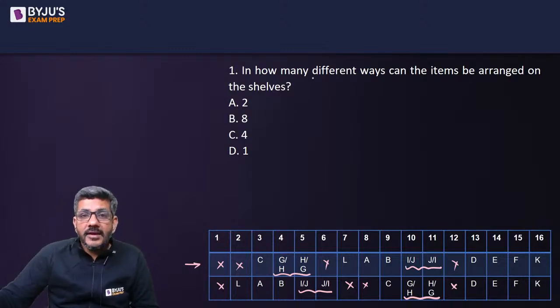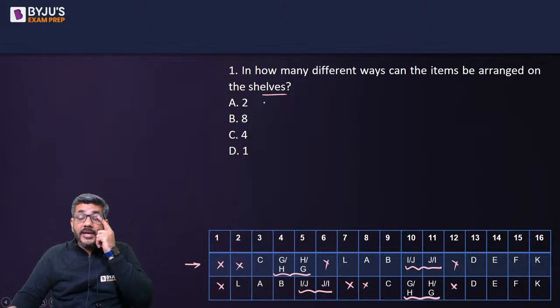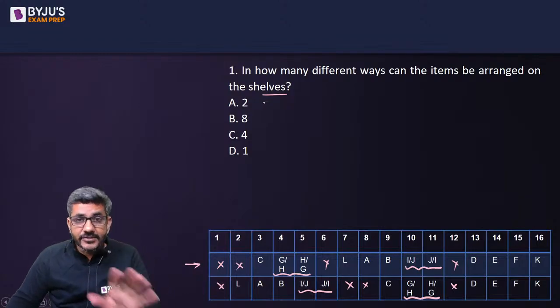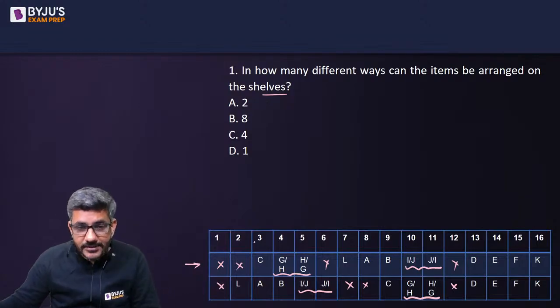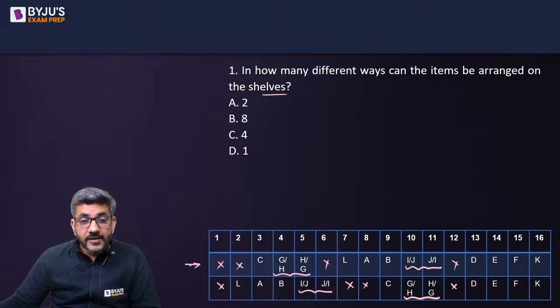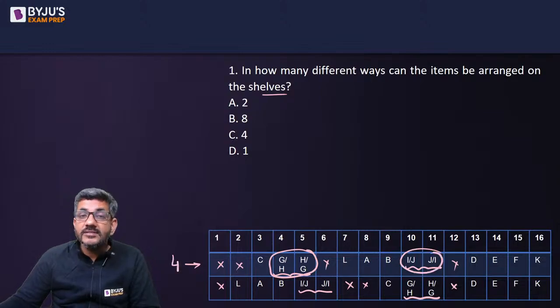Question is, in how many different ways can the items be arranged on these shelves? In how many different ways the items can be arranged on the shelf. So let's talk about it. So first case, H and G can be arranged in two ways. I and J can be arranged in two ways. So 2 into 2, 4 possibilities.